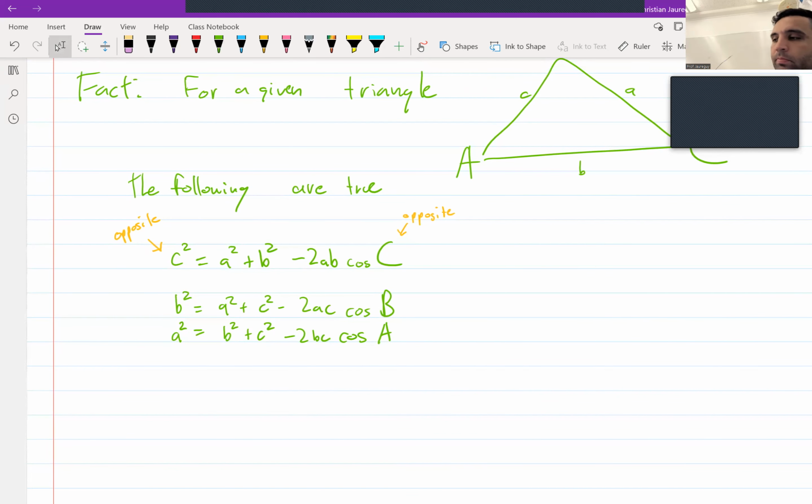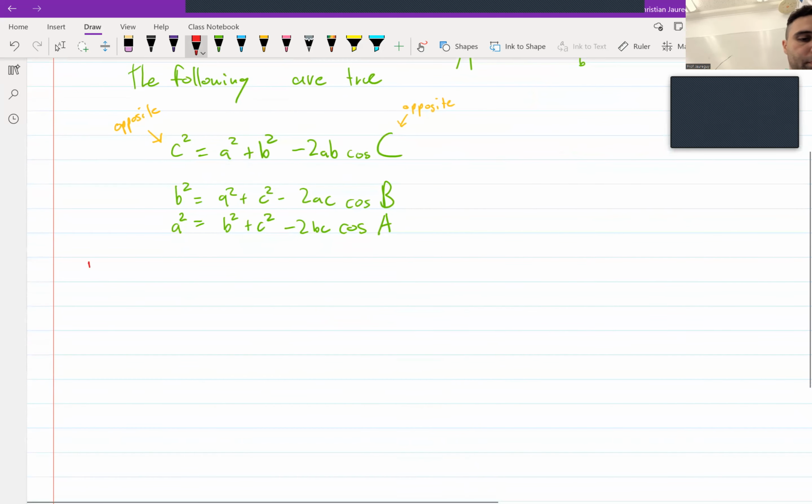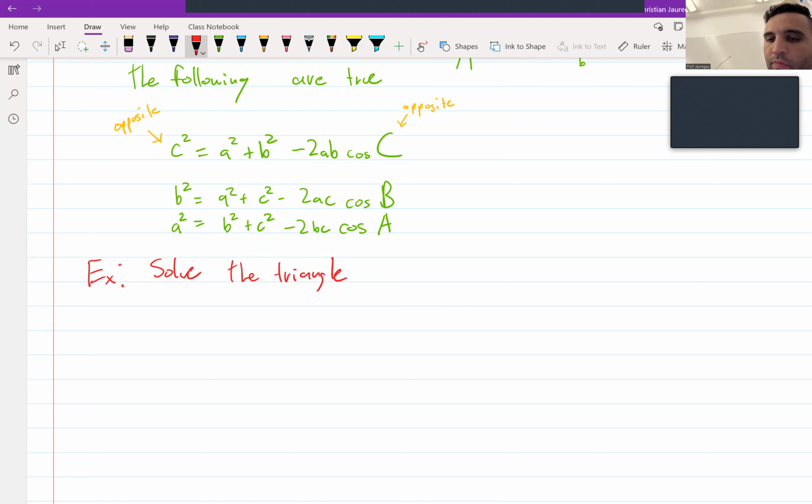So let's see what's happening here. Let's look at the situation that you might find yourself in. Example. Solve the triangle. We'll draw this one out. Little a equals 10, little c equals 12. This angle is going to be 30 degrees, which we'll call big B.